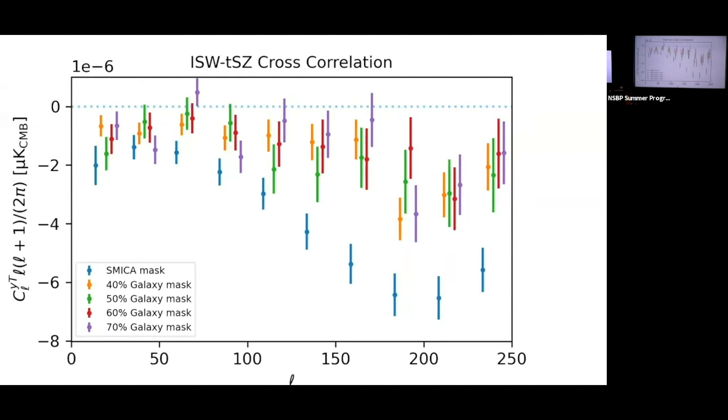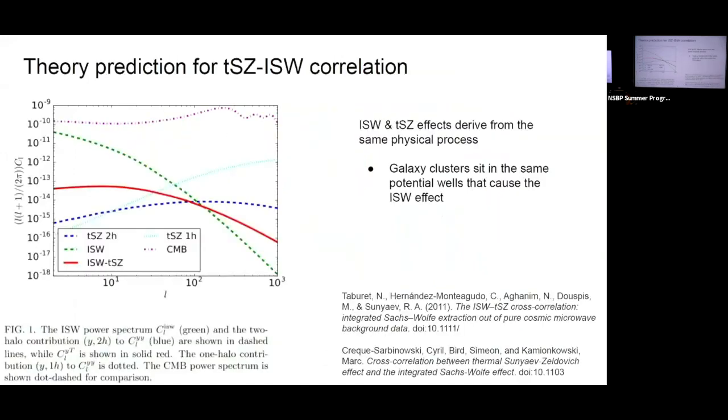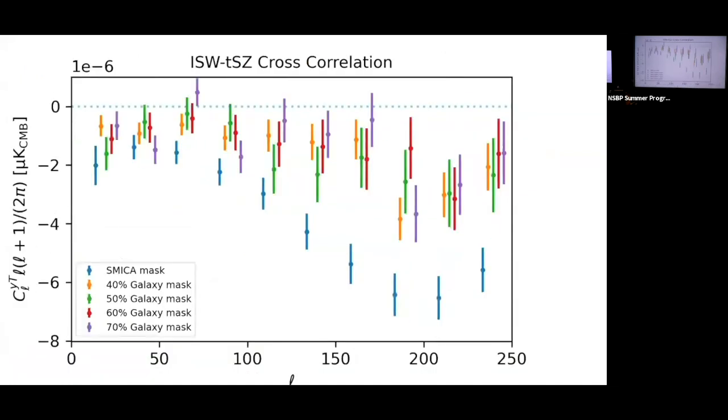We see a few different things, and I'll point them out one by one. One is that you see a great reduction in this anti-correlation, this negative value, when you go from the SMICA mask, in blue down here, to all the other masks. So this is very much a good thing. If we go back to this theory curve, this is in units of Kelvin, while we're in microkelvin, but the actual theory curve would be very, very close to the zero line, so much smaller in terms of scales. And so getting close to that curve is what we want.